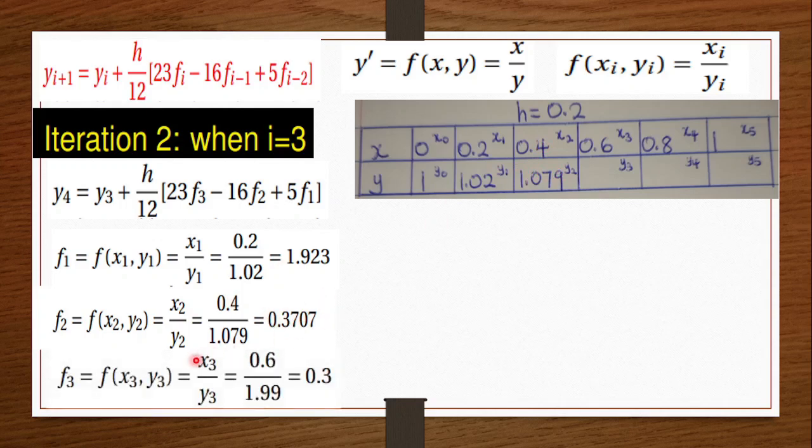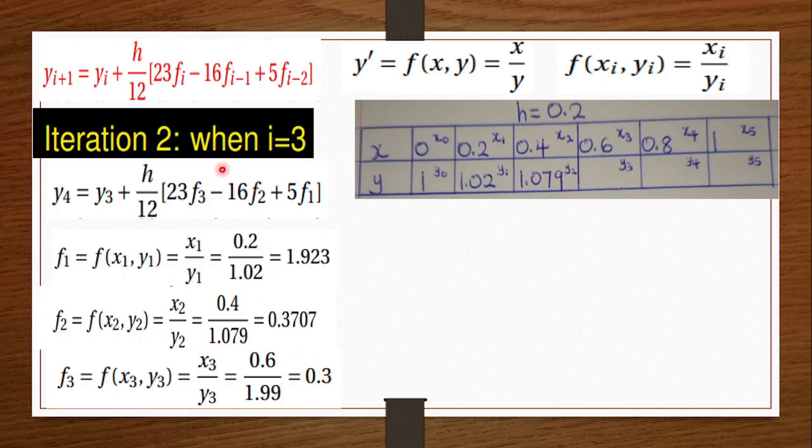And for f3 also, it's going to be x3 divided by y3. We have x3 to be 0.6, and then the y3 was 1.99 from the previous iteration that we just did. Remember that we just found y3. So you put it inside here and you have your f3 to be 0.3.